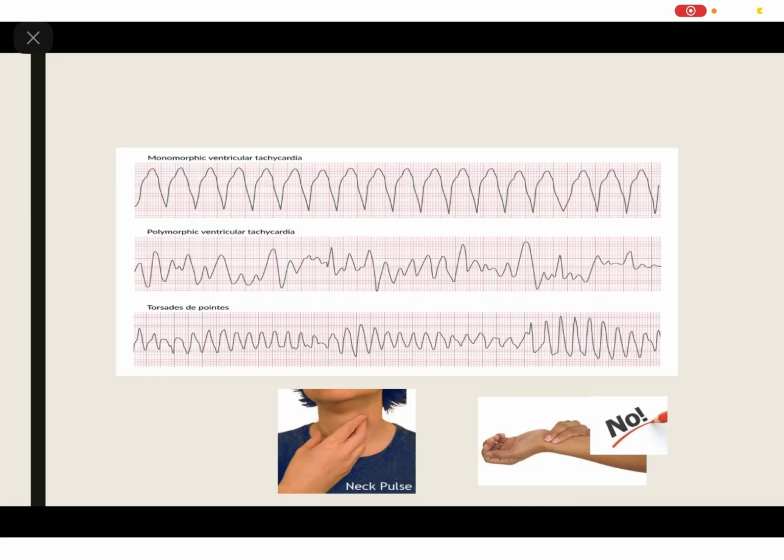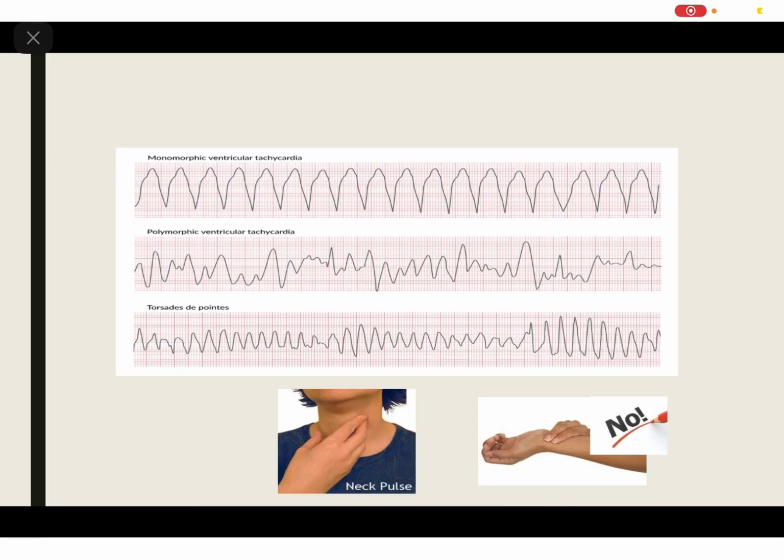All right, so we have our different tachycardias that are ventricular. That means coming from the ventricles, from the bottom of the heart. So we have monomorphic, which means one shape, ventricular tachycardia, which means it's probably coming from the same place every single time. And that looks like monomorphic VTAC on top.